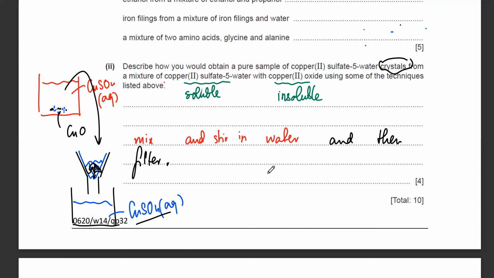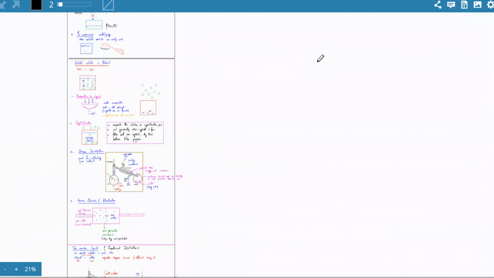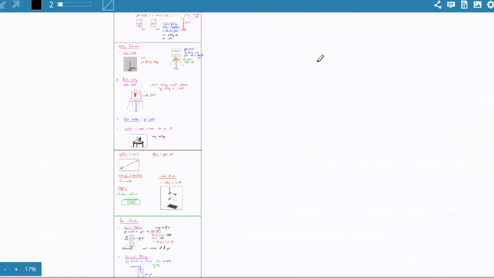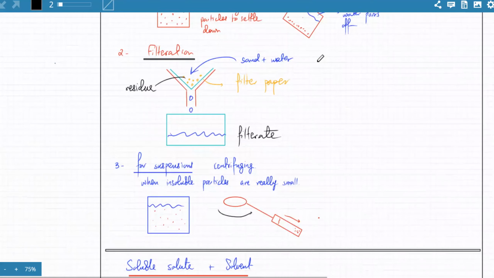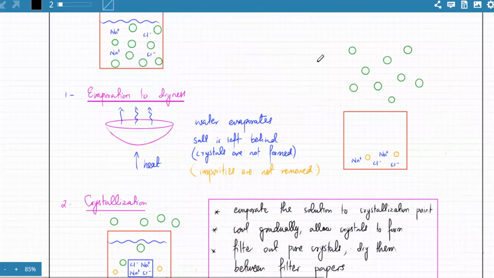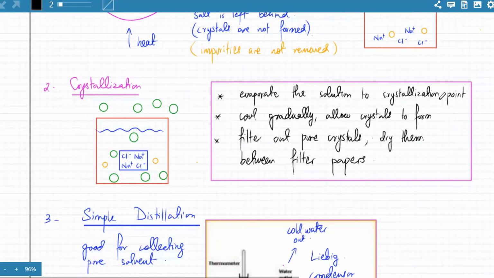So the last part is, how do you make crystals? And this is something we had discussed earlier, crystallization. And I specifically asked you to remember this apparatus. Just a second. Where's crystallization? So this part over here. I specifically told you that there are two ways of forming crystals. One is evaporation to dryness, where large crystals are not formed. But crystallization is you evaporate some of the water solution, not all of it, and you let the particles join up, and you cool them gradually and allow crystals to form. And then you filter out those pure crystals, and you dry them between filter papers.